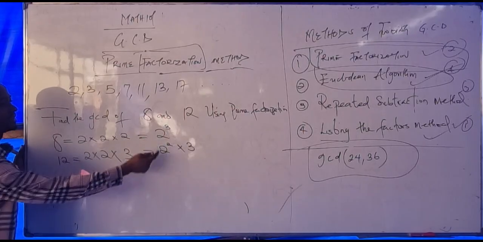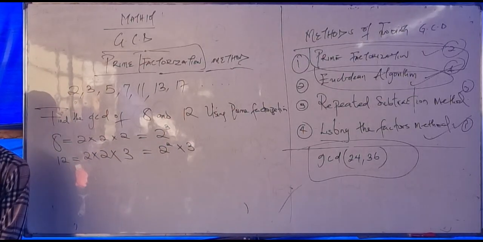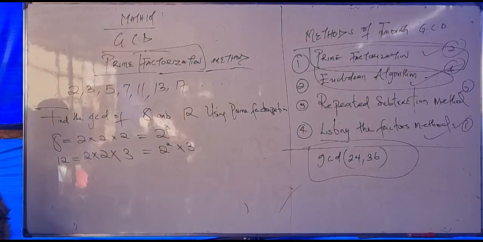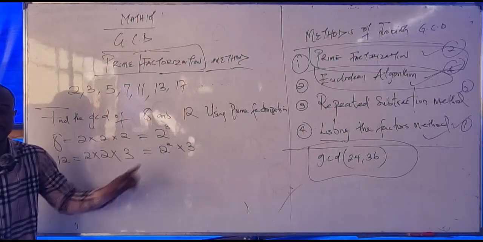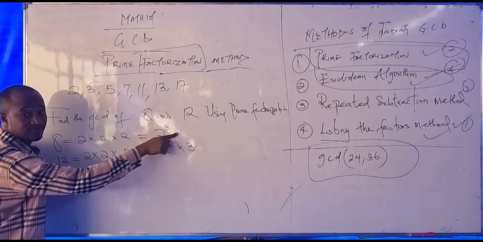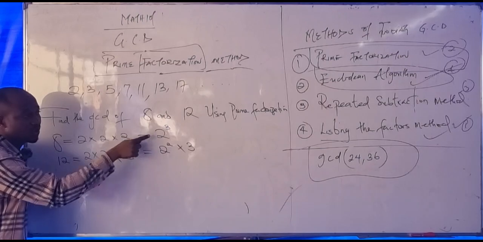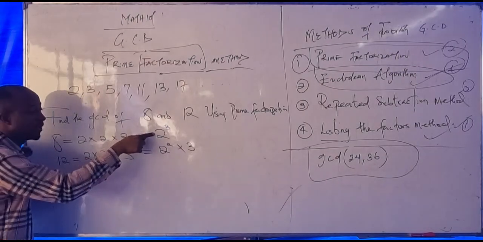Now, between this and this, what is common among them? 2 raised to 2 is common here, right? Here we have 2 raised to 2. Here we have 3, so 3 is not common. But we have 2 raised to 2. What do we have here? 2 raised to 3. We can generate 12 from here.